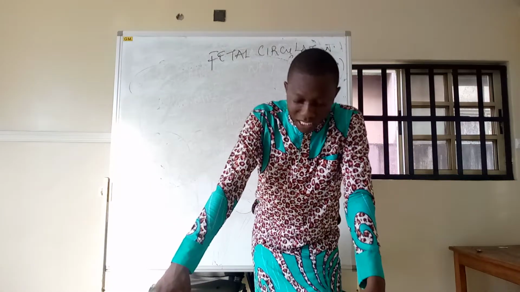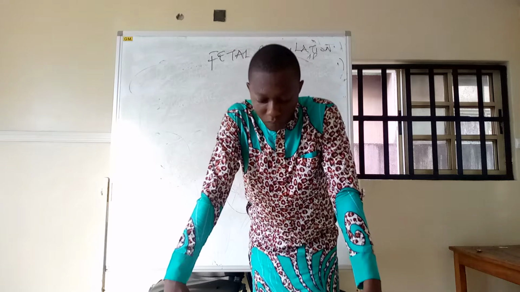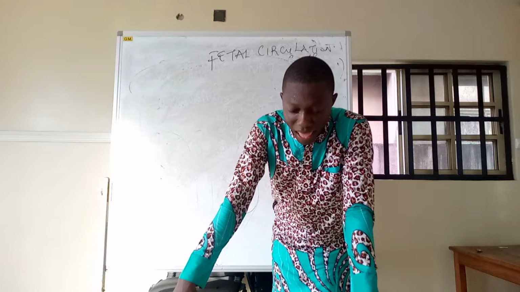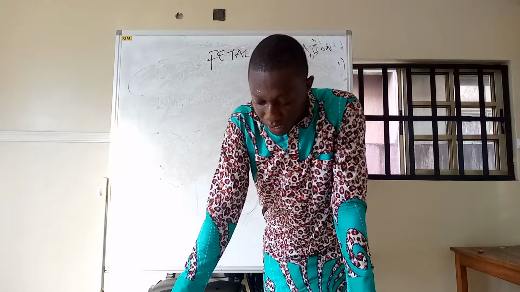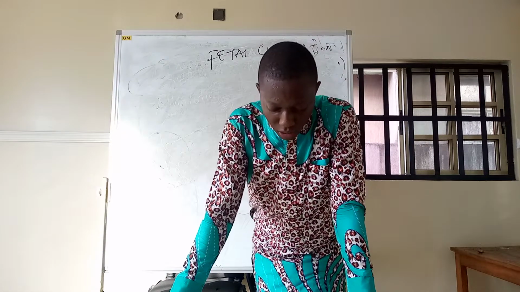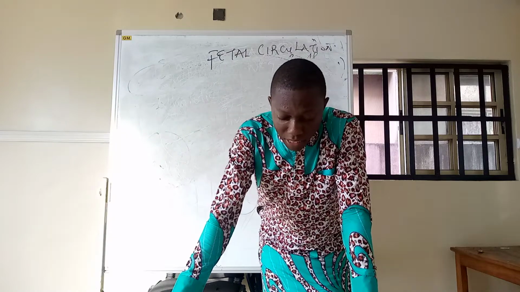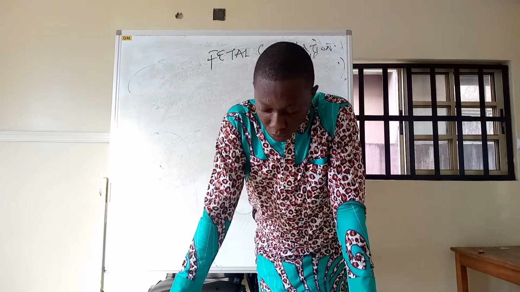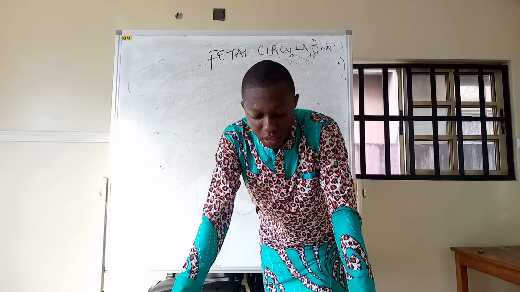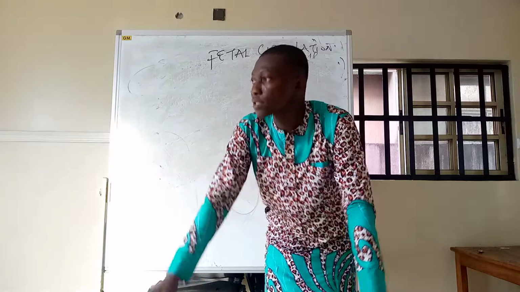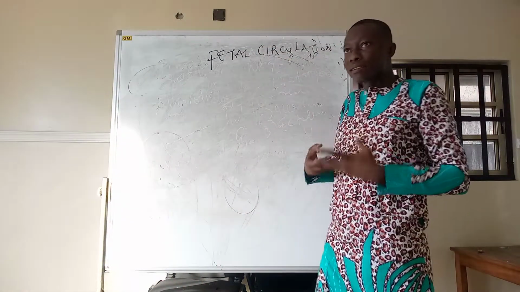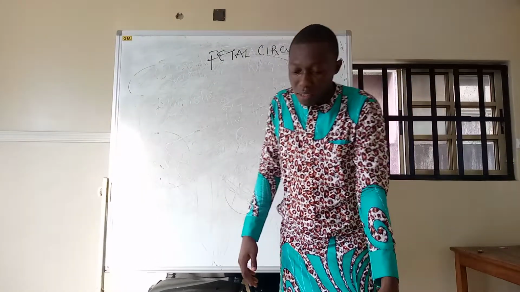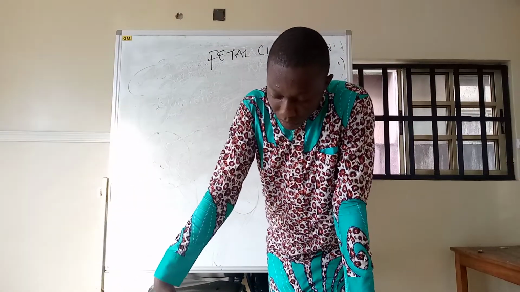What is the circulation of blood in the fetus? It consists of specialized structures that permit the exchange of materials between the mother and the developing fetus, connected through the umbilical cord. That means it is the umbilical cord that connects the baby to where? To the placenta and then the mother.